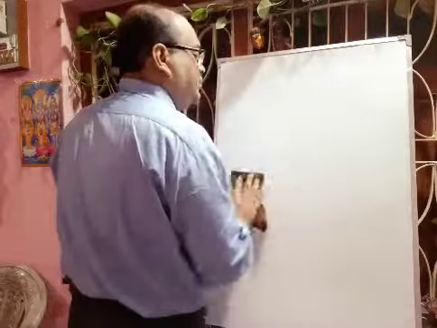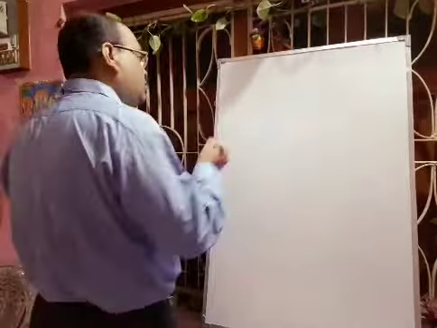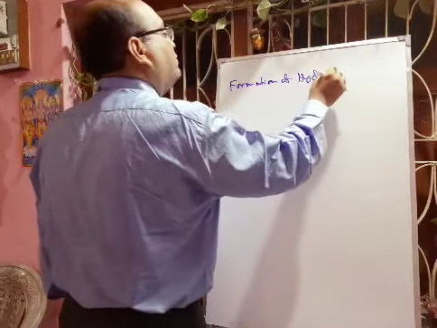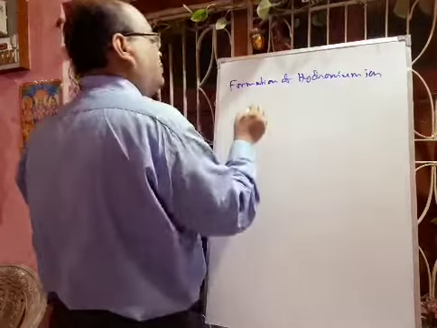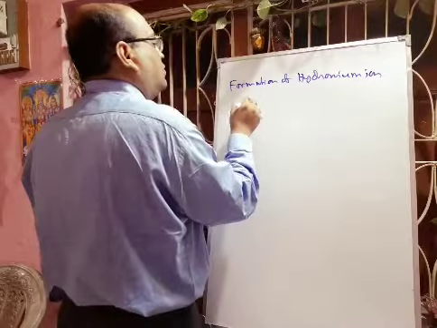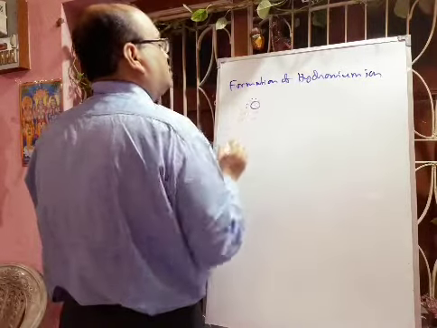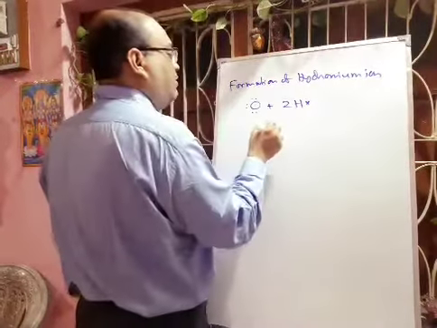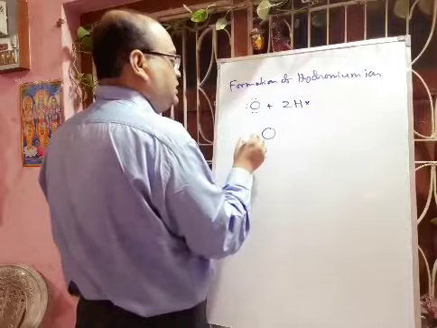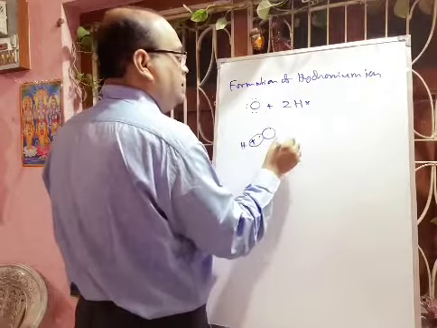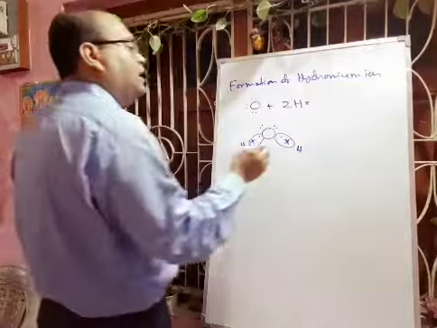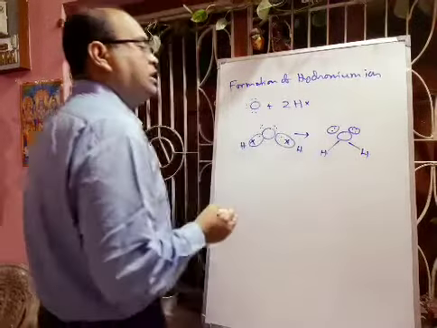Next we will show the structure of formation of hydronium ion. First you have to draw the structure of water. Oxygen contains 6 electrons and each hydrogen contains 1 electron. First they will combine. 1 electron will be given by oxygen and another by hydrogen, and there will be formation of a covalent bond. Another covalent bond will also form, and 2 lone pairs will remain. Finally you will get the water molecule.